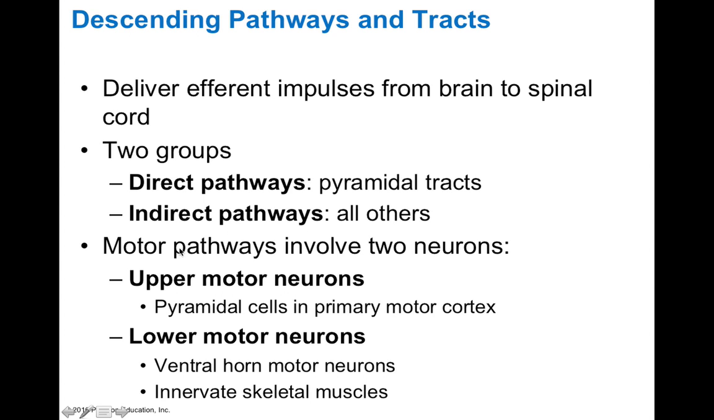Now, motor pathways involve two neurons. We have upper and lower motor neurons. Upper motor neurons are those which have their cell body in the primary motor cortex or somewhere in the cerebrum. And then lower motor neurons are those which have their cell body in the ventral horn of the spinal cord. And these are the ones that directly innervate or connect to skeletal muscle.